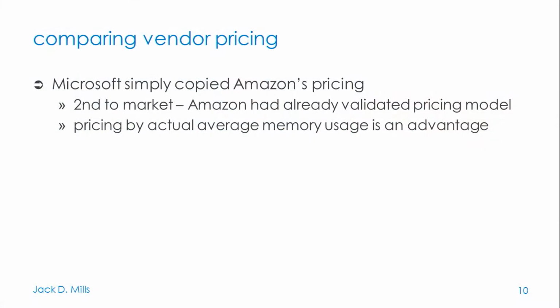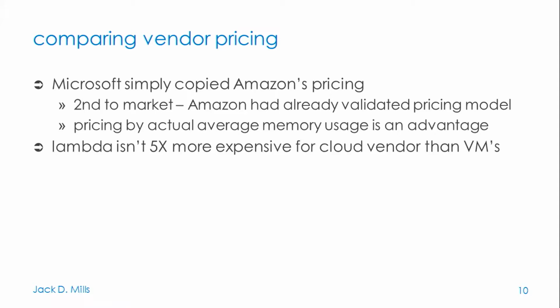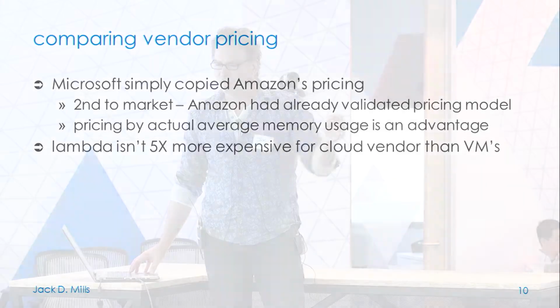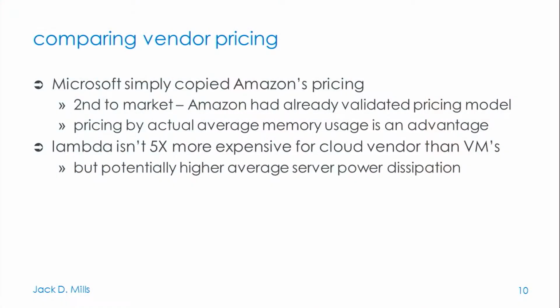As I said earlier, Microsoft has a slight advantage because they're charging you for actual memory use rather than just the fixed. But Lambda, as in that earlier graph, was about 5x more expensive on a time-memory basis than a VM. It isn't really that much more expensive to the vendor. It's a little more expensive because, I don't want to go into it here, the average power dissipation of a server is going to be higher because Lambdas only run when there's something to do. A VM is sitting there even when there's nothing to do. So Lambdas are only lit up when the CPU is going to execute.